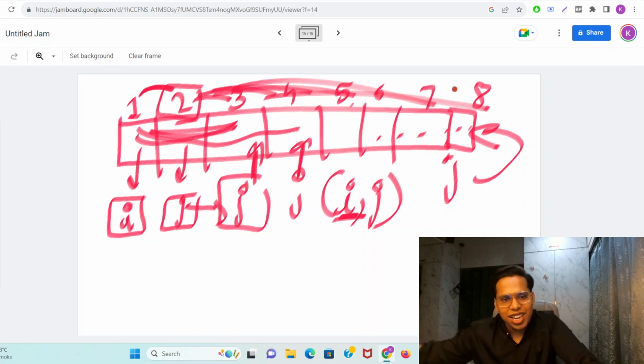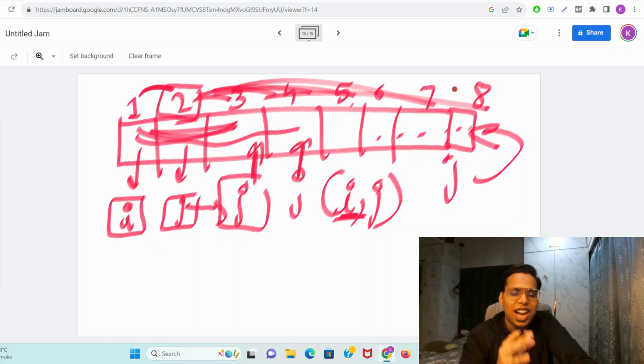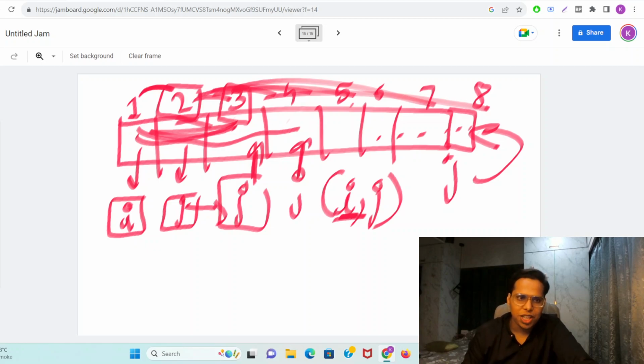Once j has reached the end, it means all the pairs have been checked where the first guy is 2. Once that is done, you increment the i and you start checking for 3. So i is 3, j again you start from 4. 3 comma 4, 3 comma 5, 3 comma 6, 3 comma 7, 3 comma 8. That's it, guys.